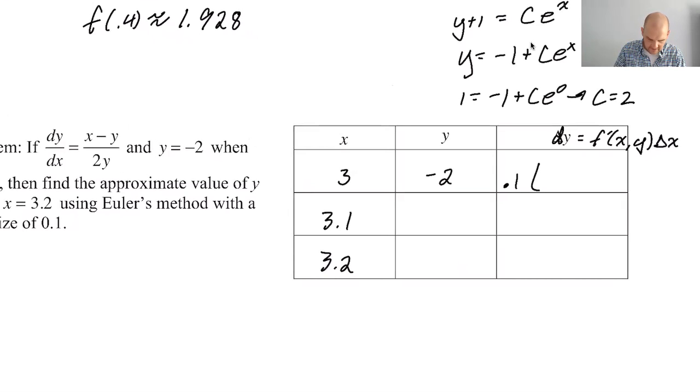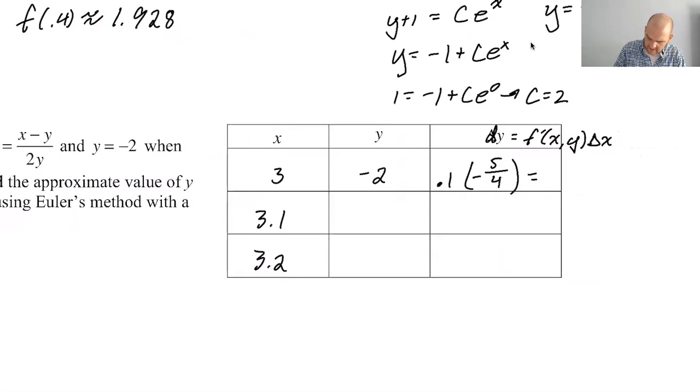So 3 minus -2 is 5, over 2 times y, which is -4. So that would be -1.25. So let's say -0.125. So if I add those together, I should get -2.125. And now we're going to do it again.